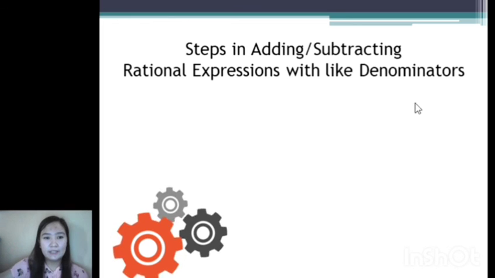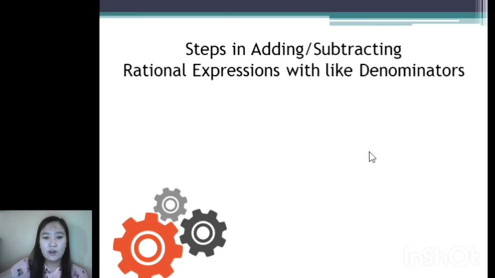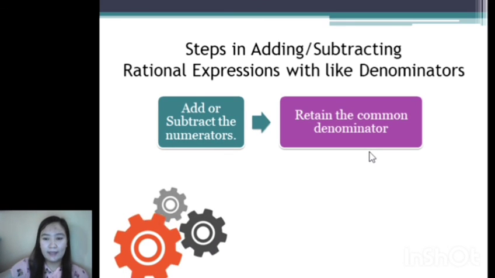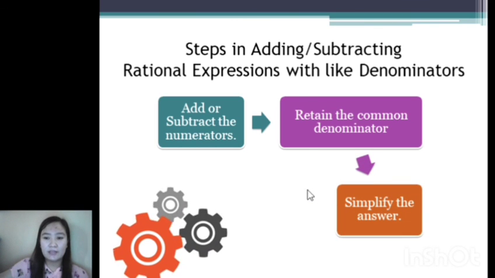Let us now recall the steps in adding and subtracting rational expressions with like denominators. First step, add or subtract the numerators. Second, retain the common denominator. Third, simplify the answer.